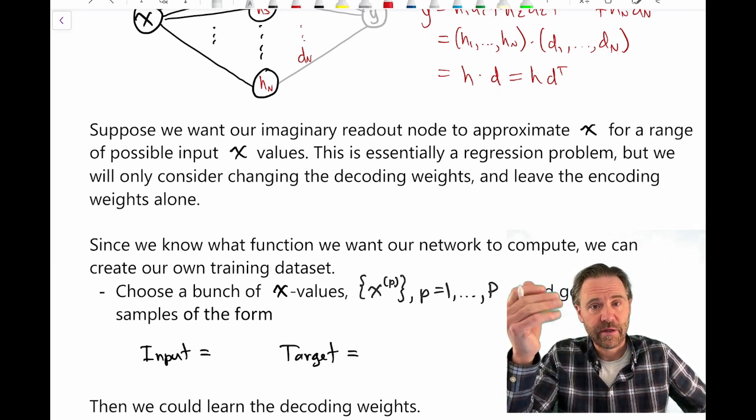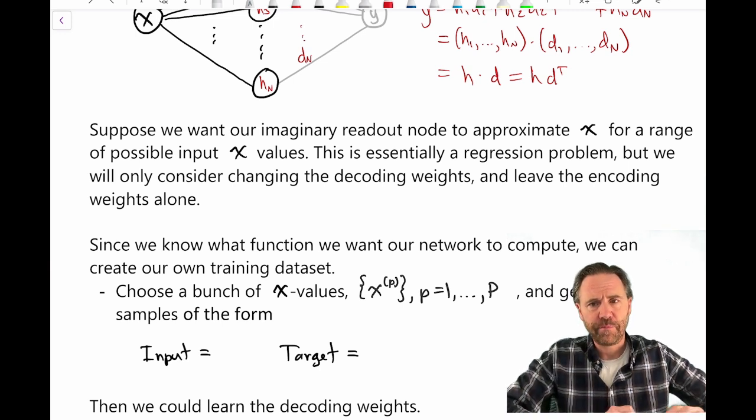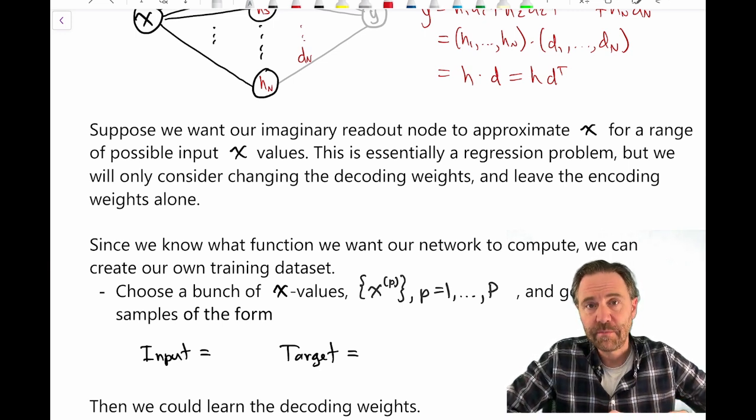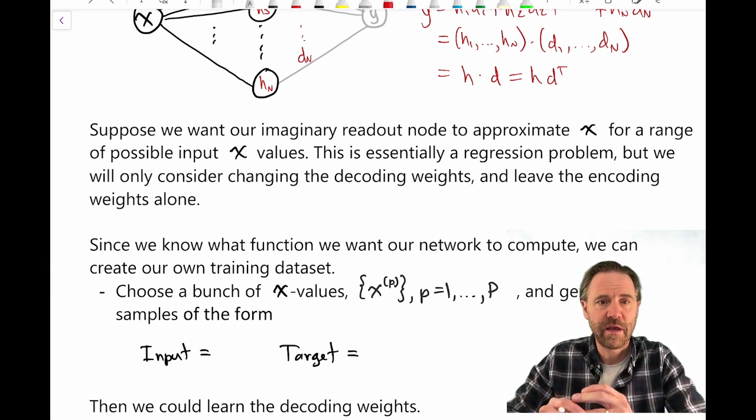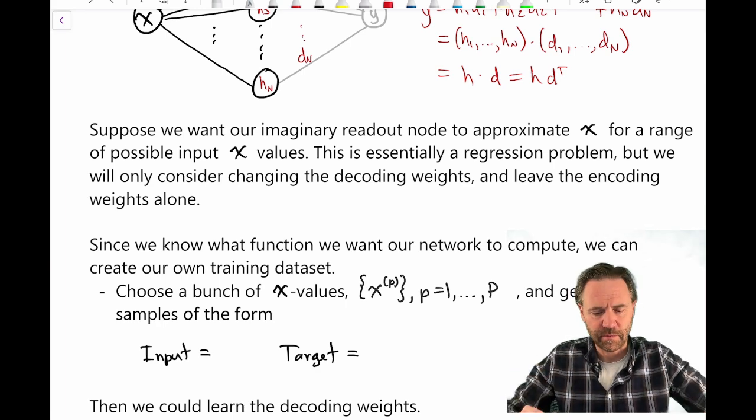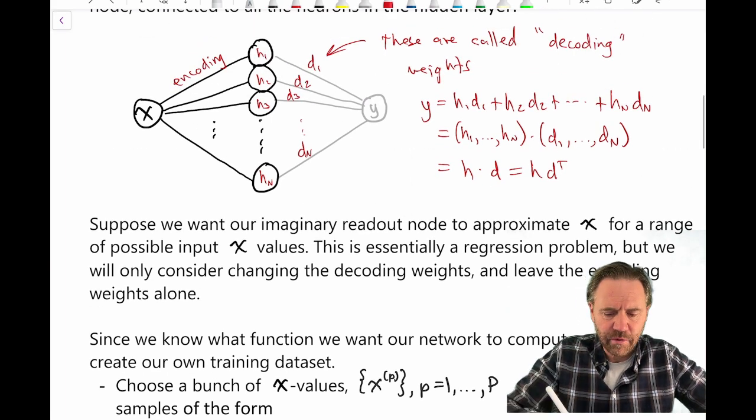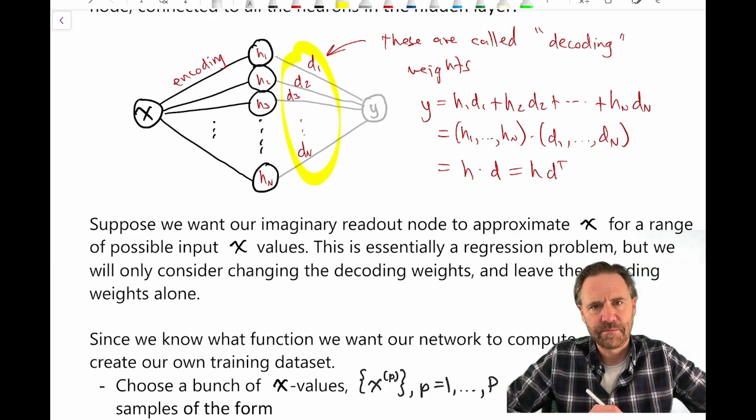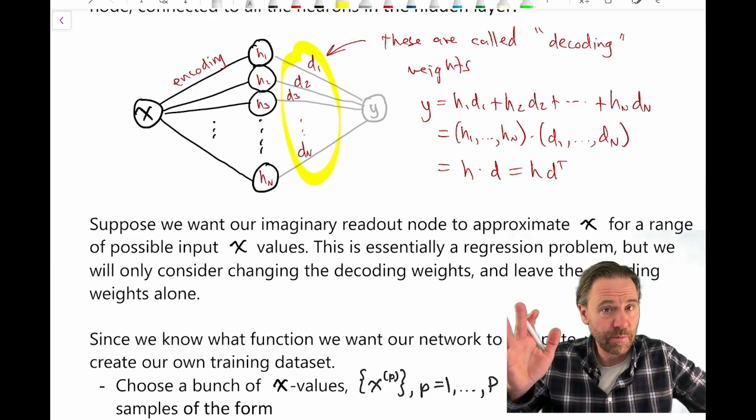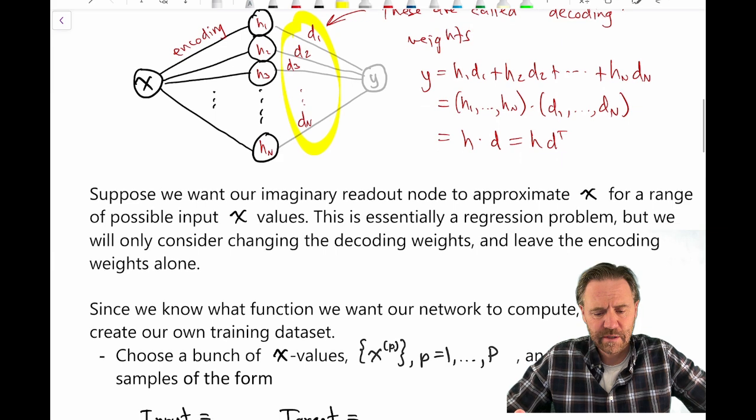You'll see why later. So we want to be able to decode X for a range of possible input X values. This is essentially a regression problem, but we will only consider changing the decoding weights, and we're going to leave the encoding weights alone. So it's a regression problem, but we're only going to control these decoding weights. The encoding is basically going to be random. We just accept whatever it is.